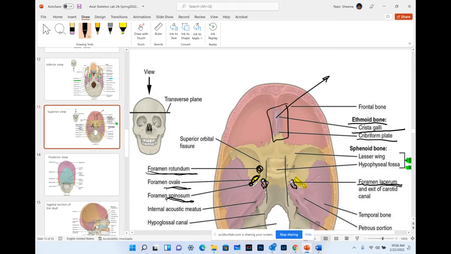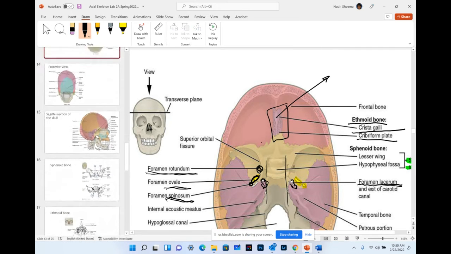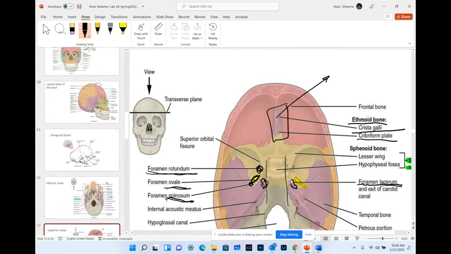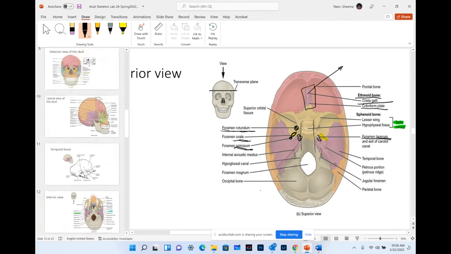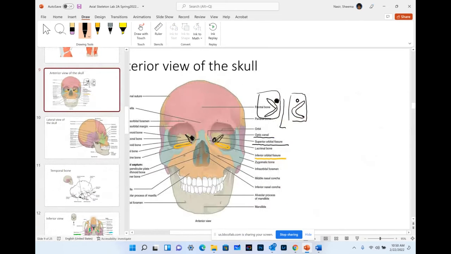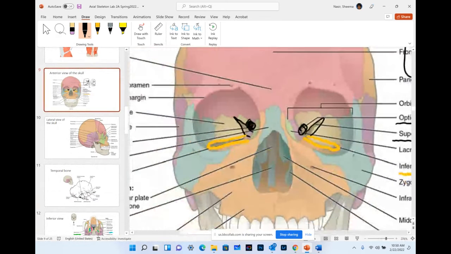Now, the next thing is perpendicular plate. Perpendicular plate, you can only look at it from face front. So this, you are looking from inside the skull. See, this is inside of the skull. We cut it open, took out the brain, and then you can see this. However, if I have to show you perpendicular plate of ethmoid, I have to take you to face front.